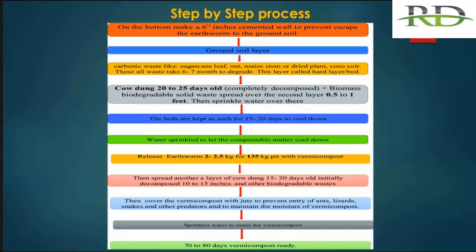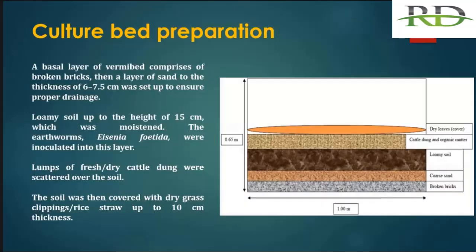Before that, how are we going to prepare a culture bed? For the culture bed, the base layer of the vermi bed comprises broken bricks. On this base we put some broken bricks, then add some sand particles. These two act as filtering agents and also provide proper drainage. Then we add loamy soil up to a height of 15 centimeters, which is moistened.